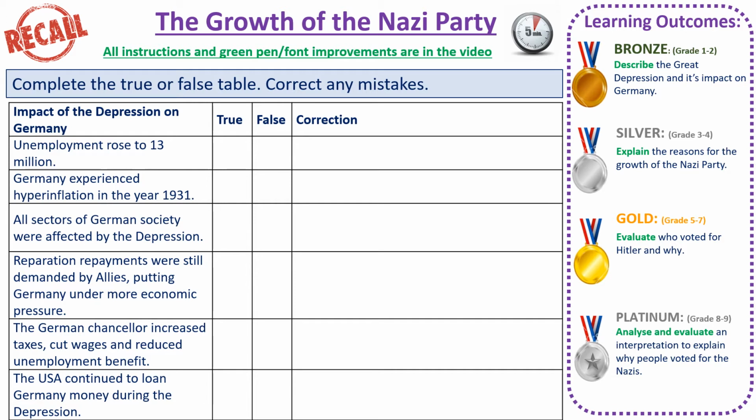For example, number 1, unemployment rose to 13 million due to the Great Depression. That is false. And in your correction box, you would say unemployment only actually rose to 6 million during the Great Depression. So that's your example. What you can do now is pause this video, head on over to your worksheet, and we'll see you back then.